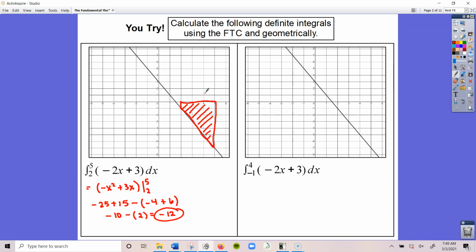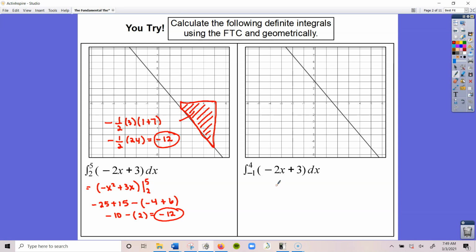And again, just so that you can see how it's the same thing, this is 1/2 times the height of the trapezoid, which is 3, times the bases, which is 1 plus 7. And because this is below the x-axis, we would make that area negative. So this gives us negative 1/2 times 3 times 8, which is 24. So we have negative 12 for the area.